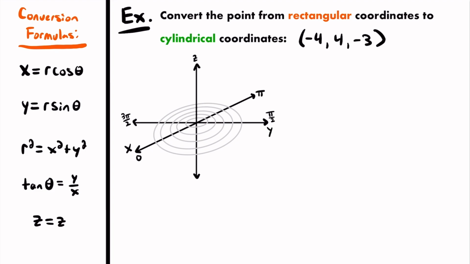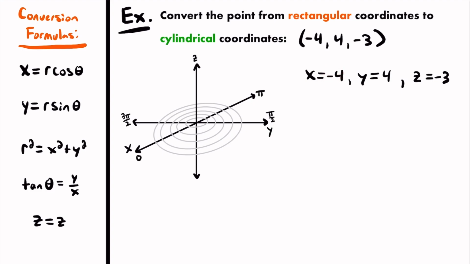In this example, we want to convert the point from rectangular coordinates to cylindrical coordinates. So what we've been given here are rectangular coordinates. We have an x, y, and z coordinate. So I'm going to write that down here. We have x equals -4, y equals +4, and z equals -3. Now, if we were going to plot this in the 3D coordinate system, where would that be?